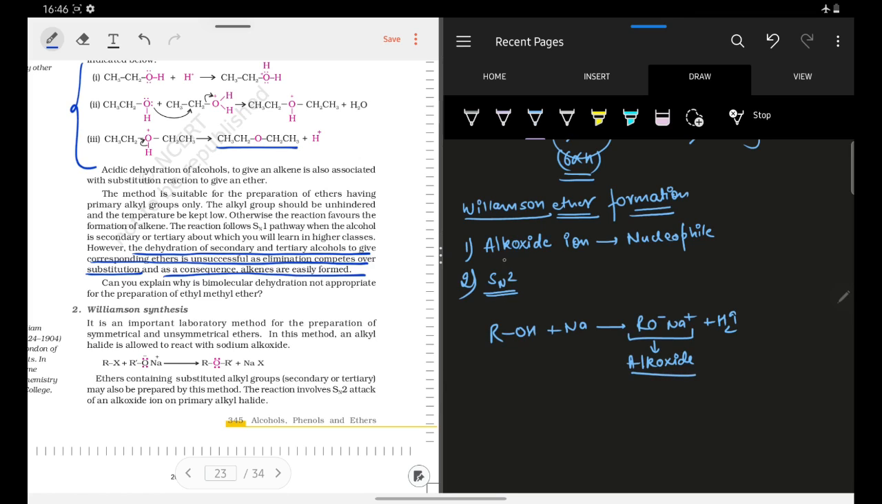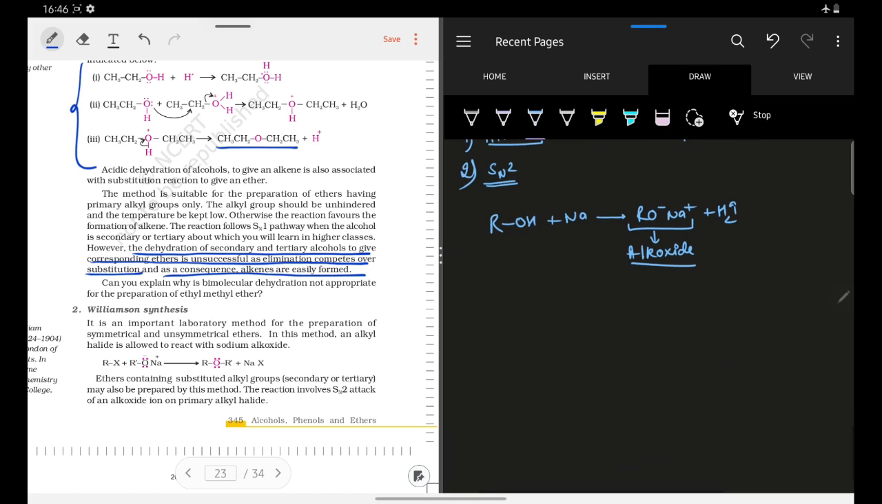Now this alkoxide, I will be using it as a nucleophile, and I will do one SN2 reaction. So I have used this alkoxide ion, and I have this R-X, and I want SN2 reaction to occur. What will happen is that this RO minus will attack on this R-X, and this X minus will be released. This is your SN2 reaction. So your product formed would be ROR, and you will also form NaX.